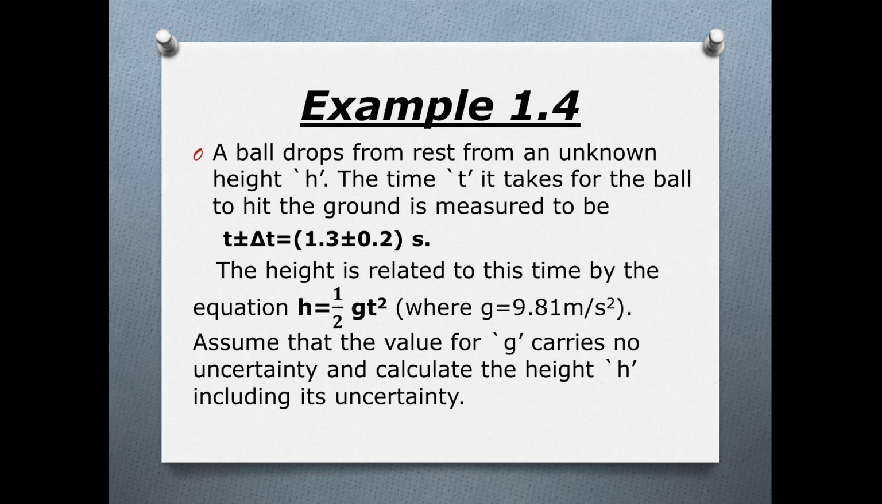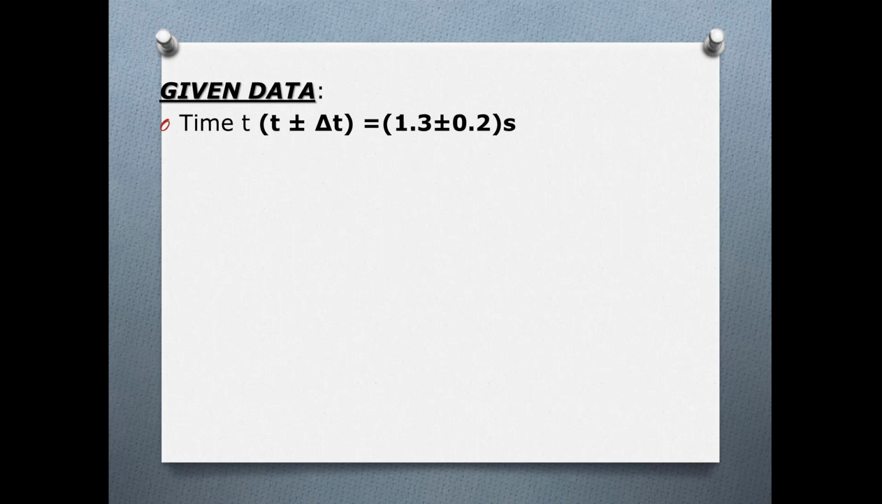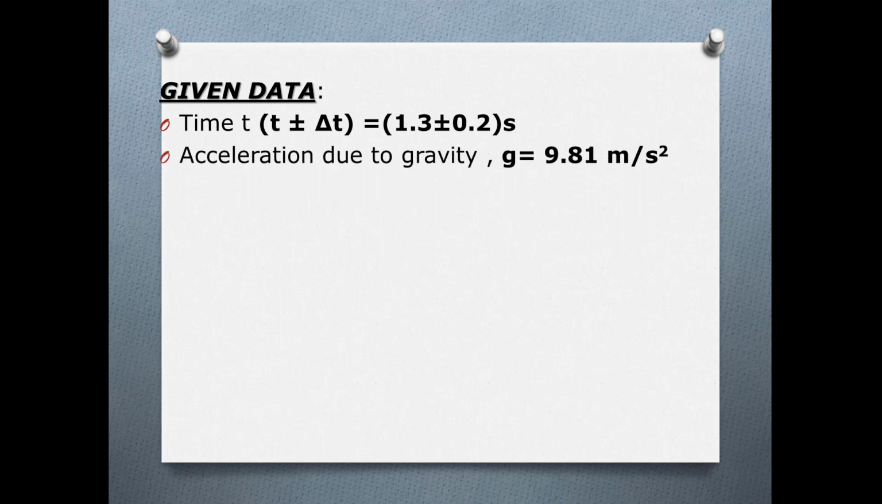In the formula of height, you can see two parameters are used, g and t square. Assume that the value for g carries no uncertainty. G has no uncertainty, so no need to calculate uncertainty for that, and calculate the height h including its uncertainty. So what is happening? Uncertainty will be in t. Uncertainty in t is given and a power factor is used, so we will use percentage uncertainty over here. Okay, so how are we going to solve this? First of all, we will write down the given data. Value of t is given, we will write it down. Value of g is given, acceleration due to gravity, we will write it down.